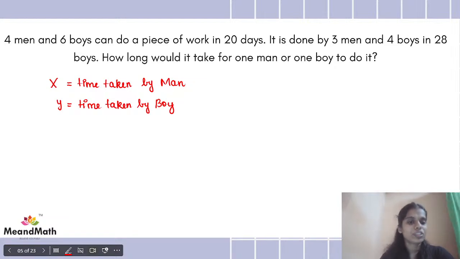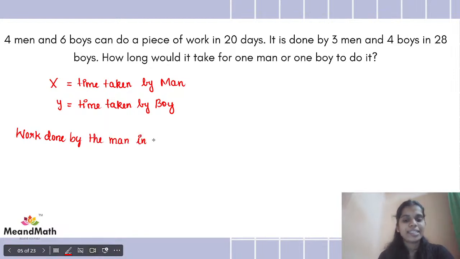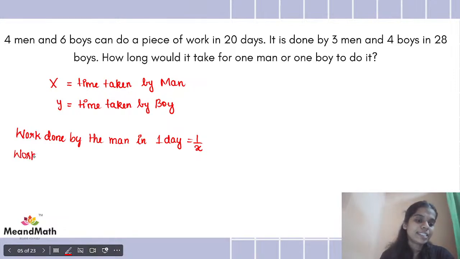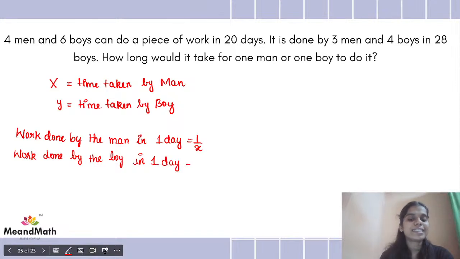What is there? 1 day's work. Work done by 1 day is 1 by x, right? Work done by the man in 1 day is nothing but 1 by x. Work done by the boy in 1 day, that is 1 by y.